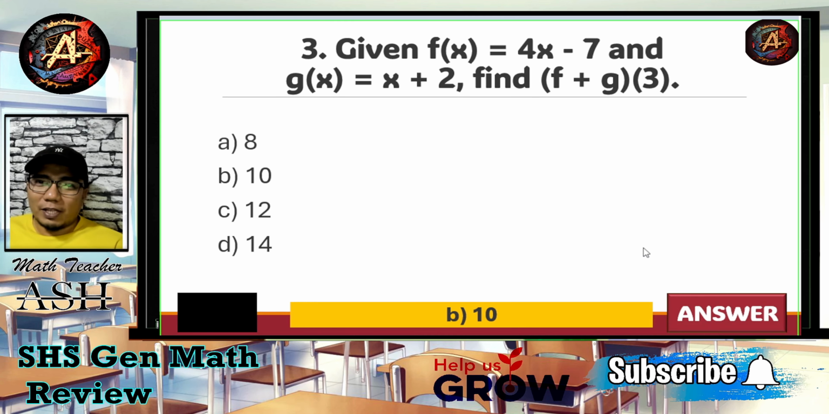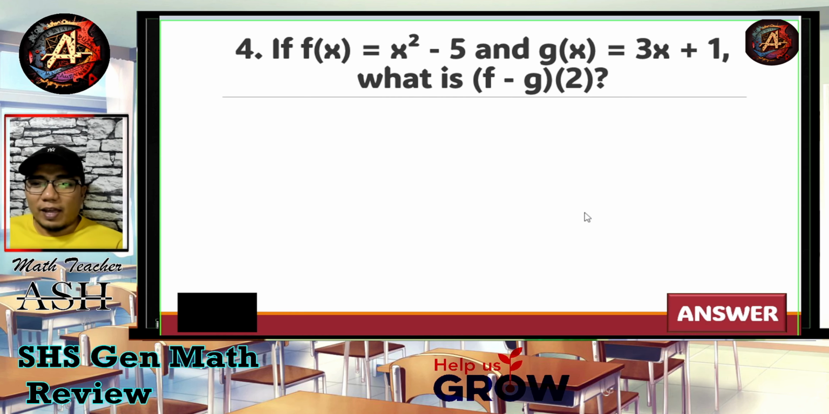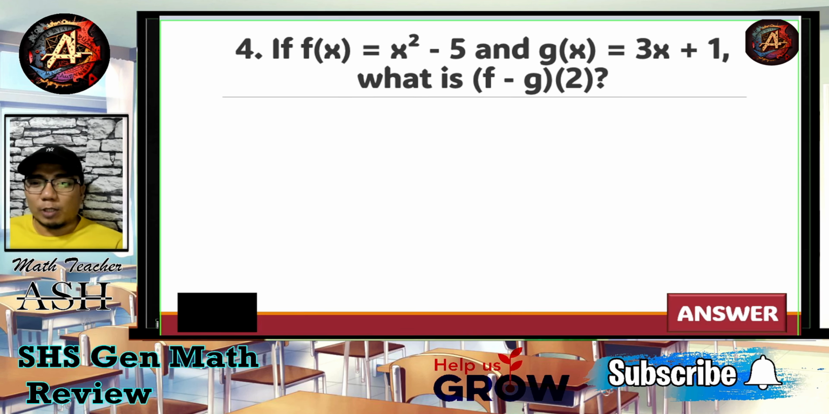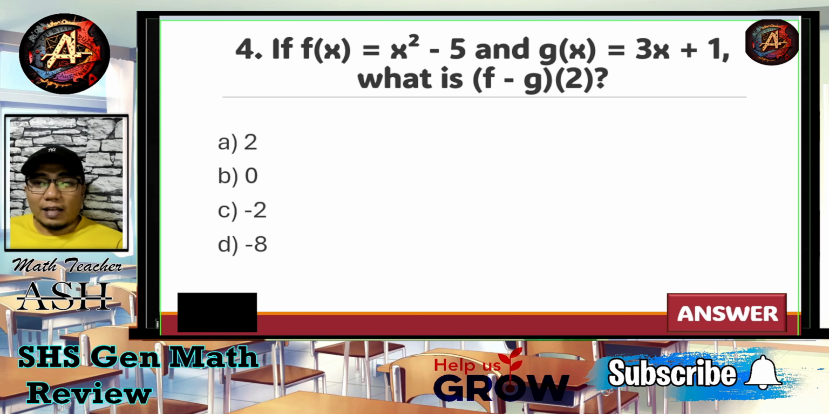Alright, I hope, my dear math learners, you got that one. Let us go to question number 4. If f of x is equal to x squared minus 5 and g of x is equal to 3x plus 1, what is f minus g of 2? Is it A, 2, B, 0, C, negative 2, or D, negative 8? I'll give you 5 seconds to think about your answer.